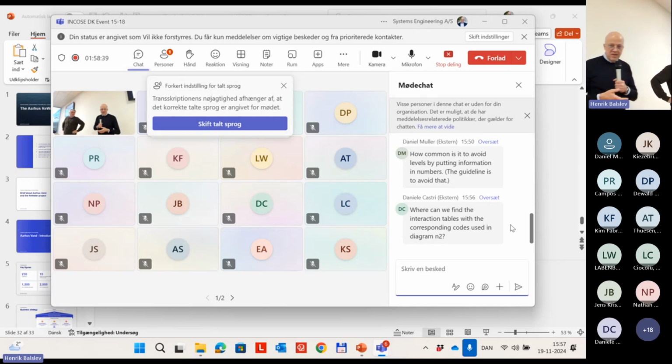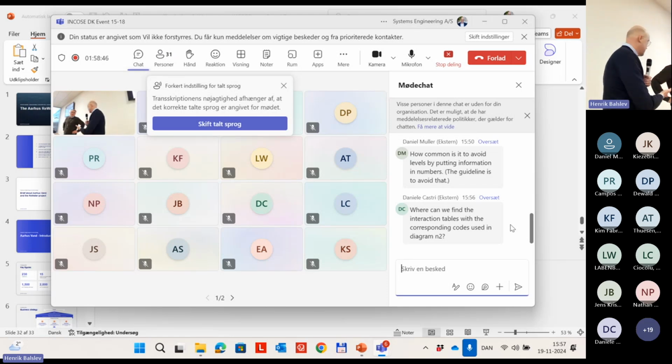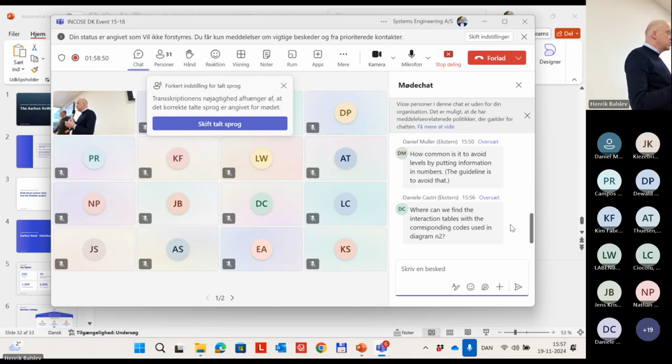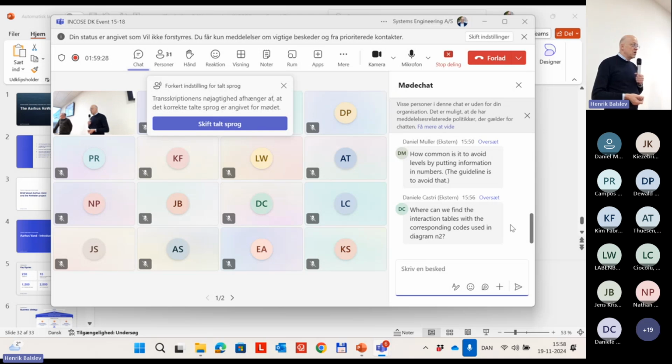All right. So there's the last question. Where can we find the interaction tables with the corresponding codes used in the N2 diagram? The answer is in our software. It's a part of that one, to be practical. So no more questions in here. One more question in the back seat. Yes, please. The last one, please. So the question is regarding the huge amount of interfaces, if you are going to revisit them later on. I actually think you will. We are. Yeah, the answer is yes. For sure.